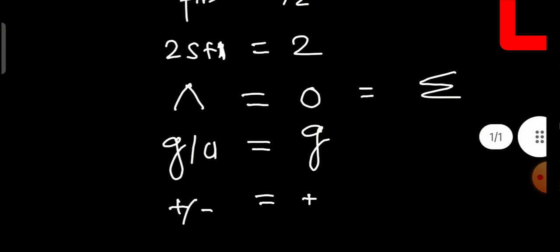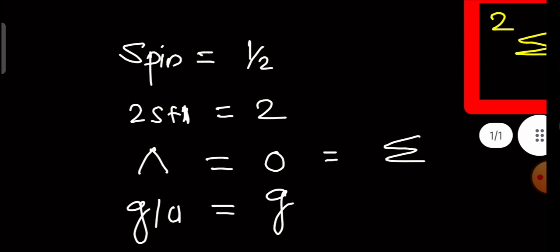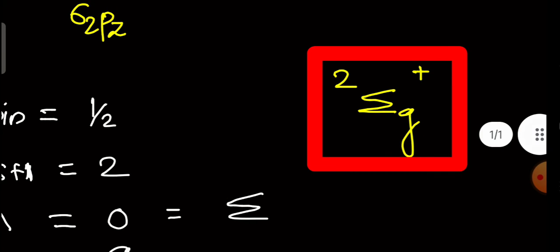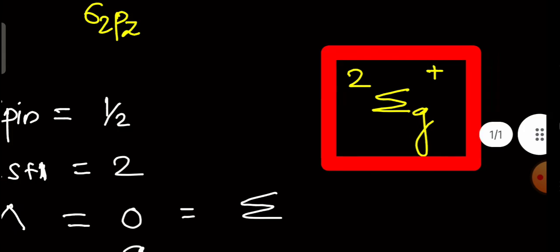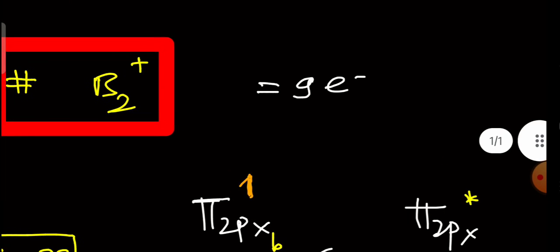And g or u, particularly it is g because the electrons are in a sigma orbital. Then plus and minus, again it is a plus, so if we combine together, 2 sigma g plus is the term symbol for the N2 plus molecule. Okay, it's very simple, you can easily predict the term symbols of any diatomic molecule.